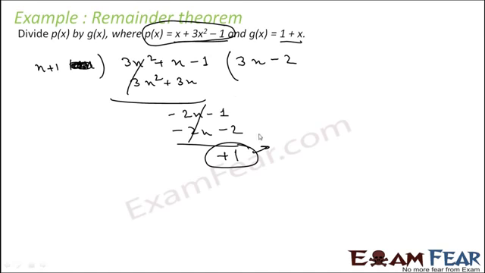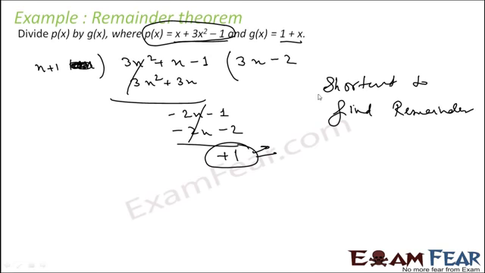So instead of doing the actual division and finding remainder, we'll use a shortcut. Shortcut to find remainder. So what I'm trying to say is, instead of using this long method, we'll use a shortcut, and that shortcut is called remainder theorem. See, let me explain remainder theorem for you.